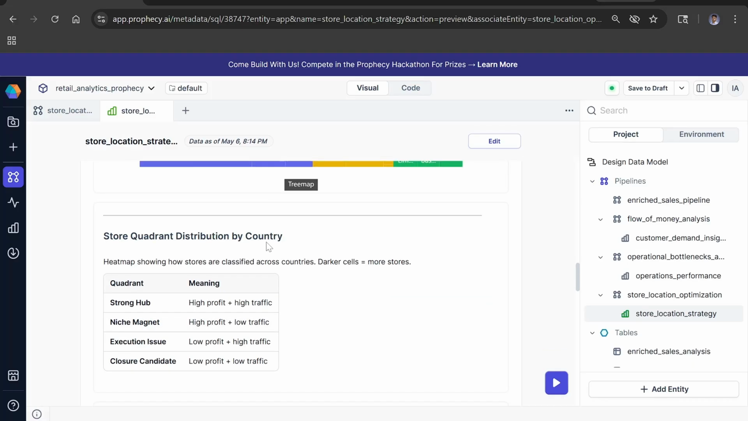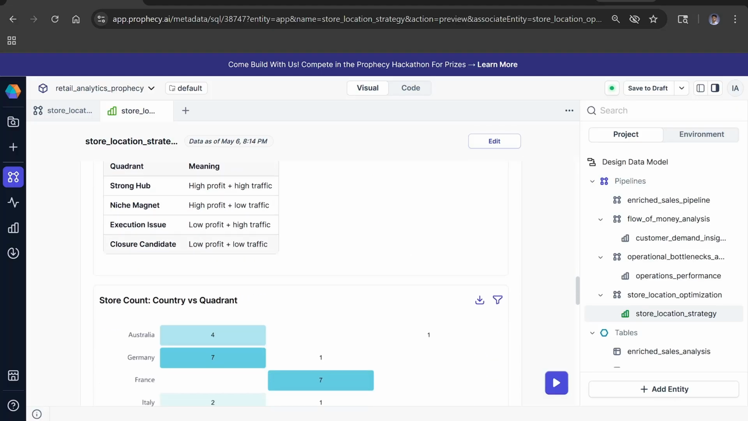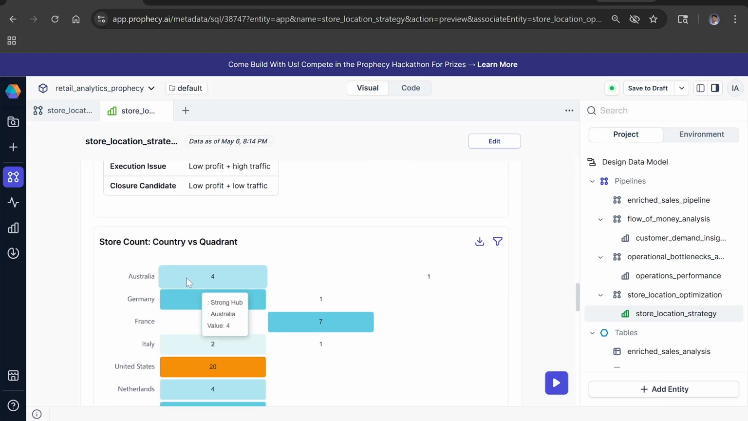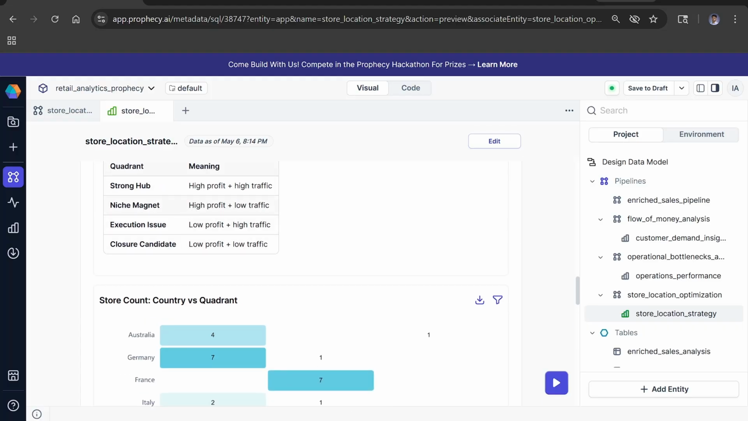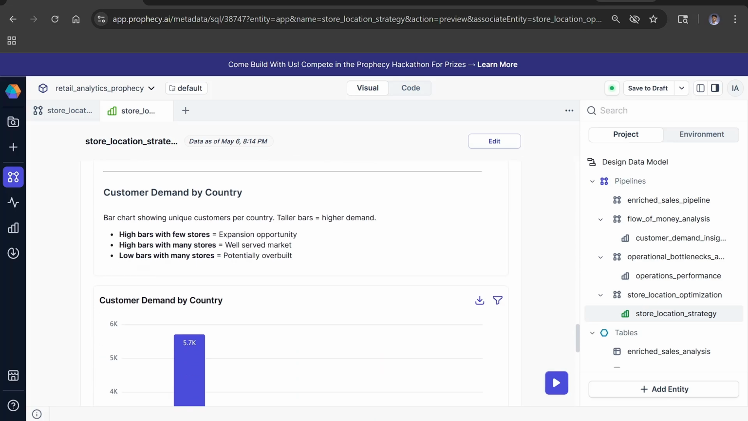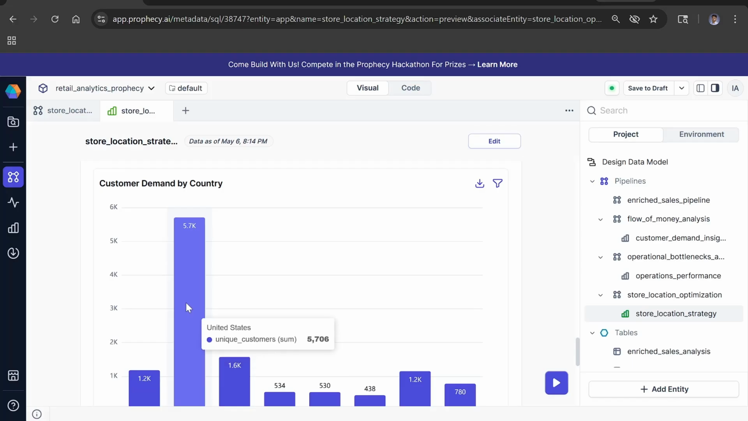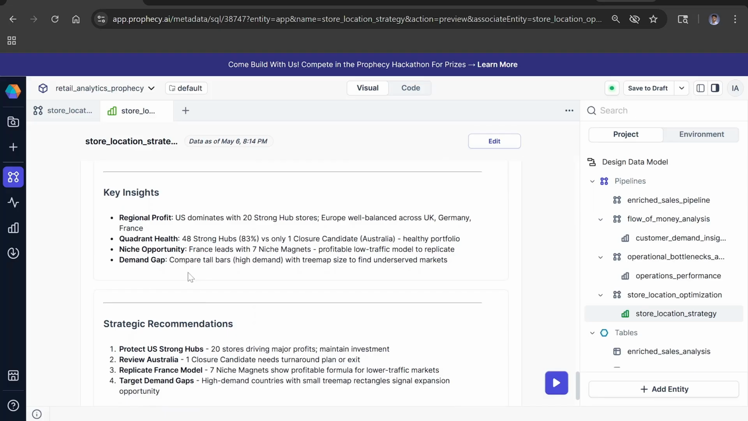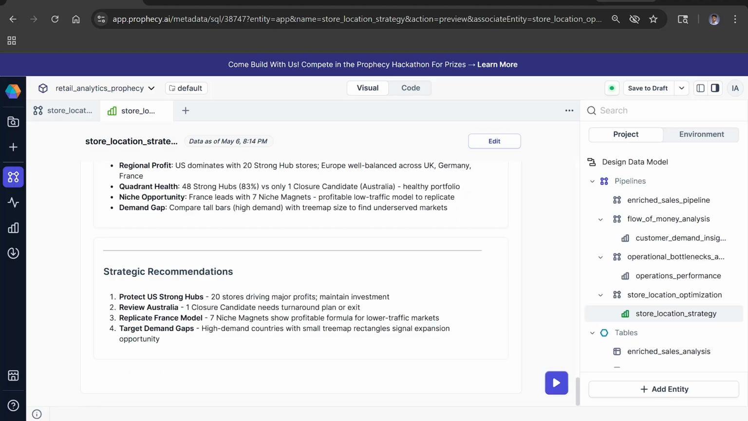And there's store quadrant distribution by country, which is a heat map showing how stores are classified across countries. Australia has 4 stores in strong hub, France has 7 in niche market, which is high profit and low traffic. There's a bar chart showing unique customers per country. We can see the United States has the largest number of unique customers, and there are key insights and strategic recommendations as well, like protect US strong hubs, review Australia, replicate France model, and target demand gaps.